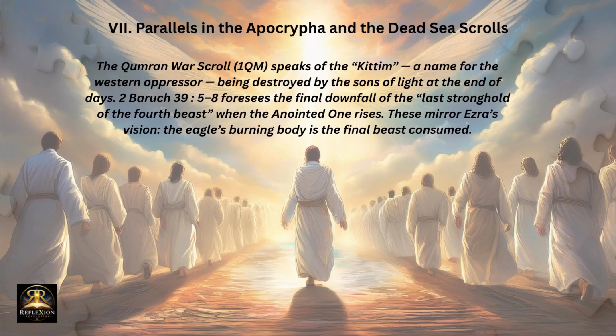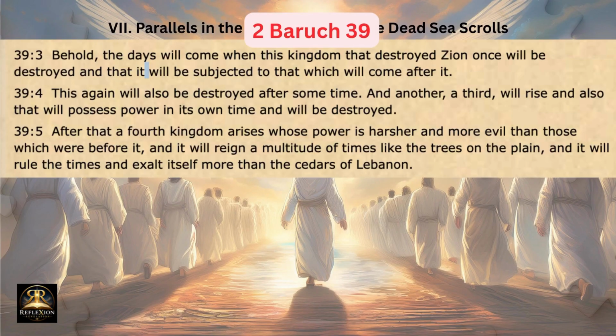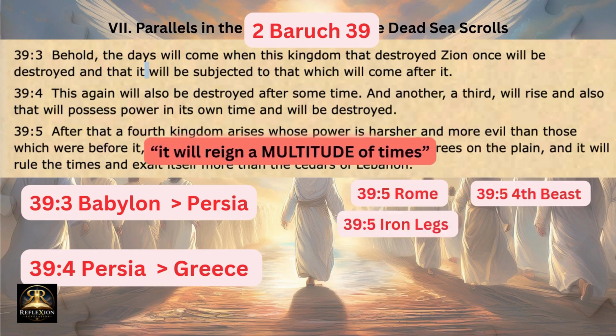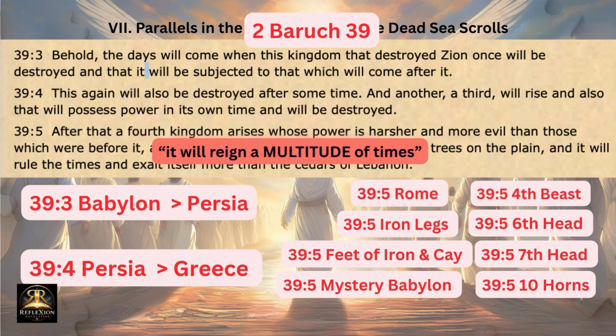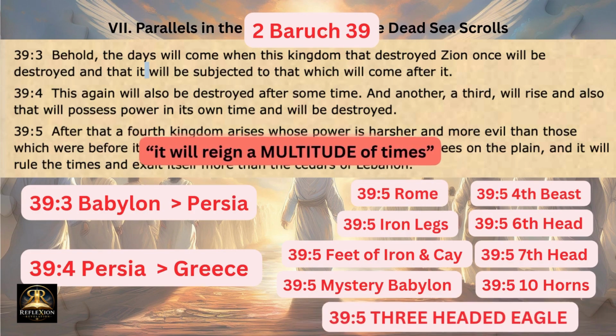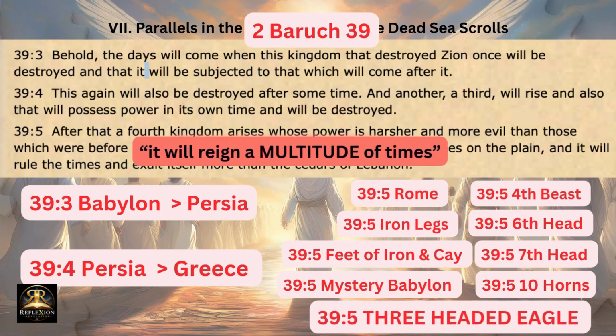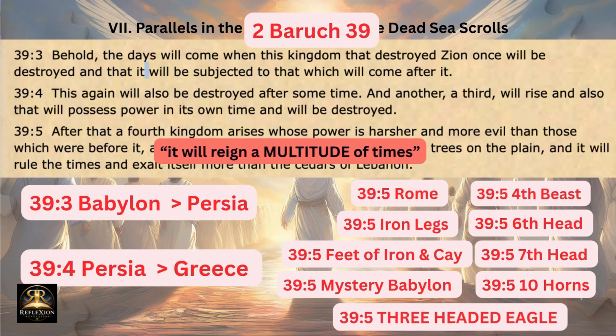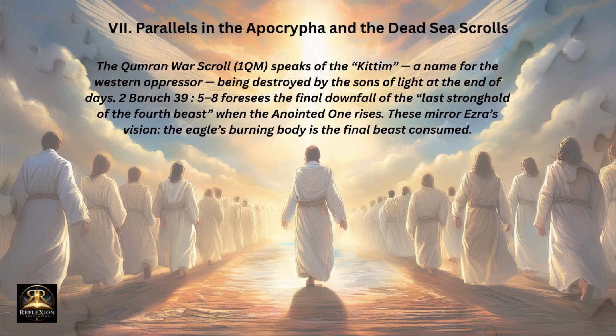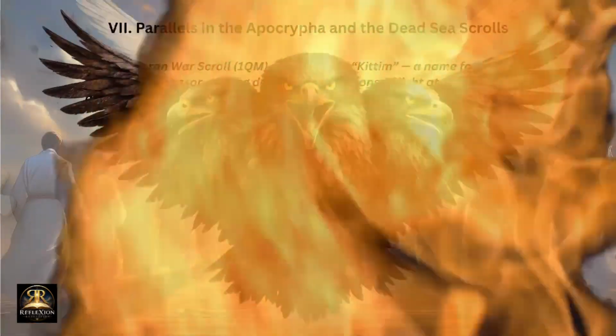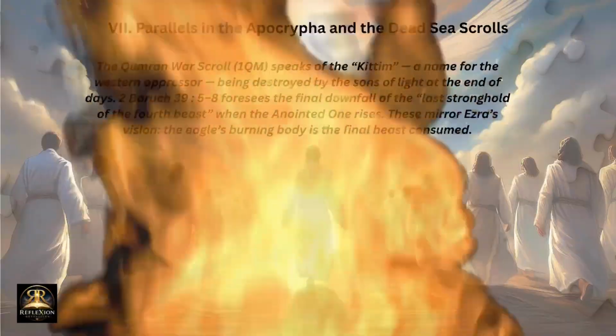So, when we just look at some parallels from the Apocrypha and Dead Sea Scrolls, a couple of things. The Kittim, which is the name of a Western oppressor. Some people do obviously reference that to the Antichrist, of course. And then 2nd Baruch, chapter 39, verses 5-8, foresee the final downfall of the last stronghold of the fourth beast when the anointed one arises. So again, another link to show you that the 10 horns are there when the destruction comes, and that 10 horns being the right head, of course. These mirror obviously Ezra's vision, the eagle's burning body, as the final beast is consumed as well.